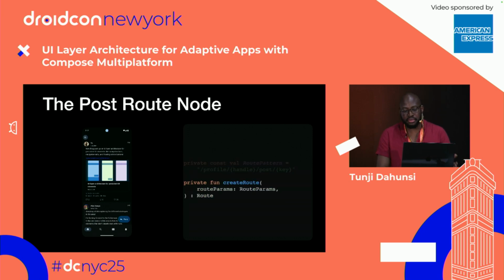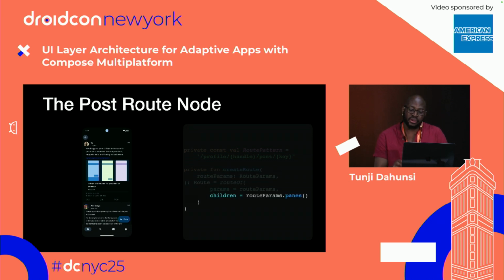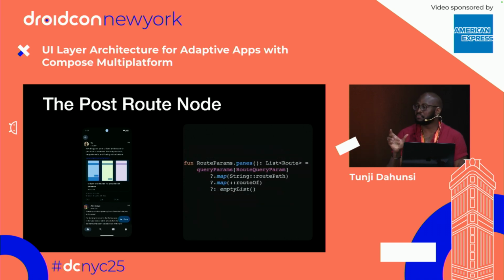So to create my route, I'm going to create the route from some route parameters. Again, the route parameters are just a URL segment that has been parsed. But then when I create the route, remember this is a tree, it's a node in a tree. So it may have children. If you look at the definition of route.panes, all I'm going to do is go into my route, look at the query parameters for my route, and look for any other string routes that I say I actually want to show alongside this route. In other words, the children are just in the query parameters.